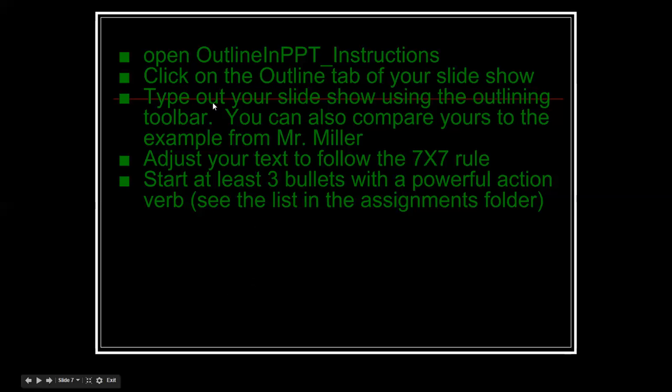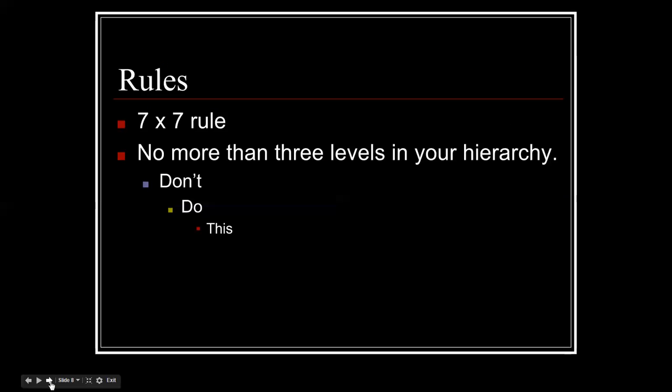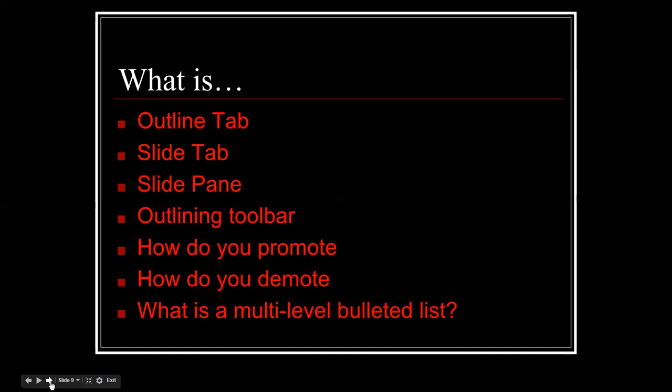Okay, so don't forget to follow the 7x7 rule, and you have to start at least 3 bullets with powerful action verbs. Instead of saying he weighs, you'd say weighing in at. Instead of saying he's really tall, you'd say towering in at a massive 6'3", something like that. Okay, let's keep looking at the PowerPoint slideshow. Remember the 7x7 rule, and answer these quiz questions.